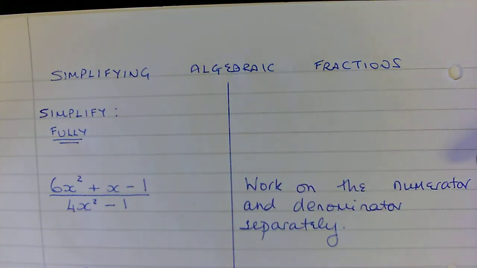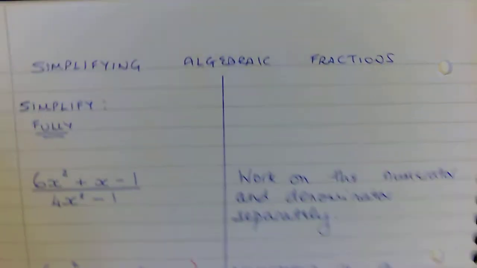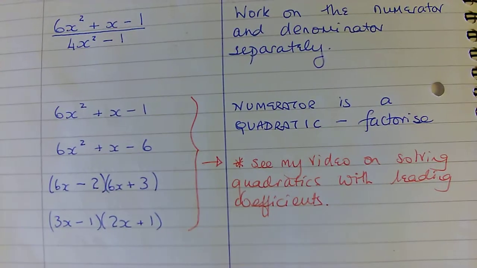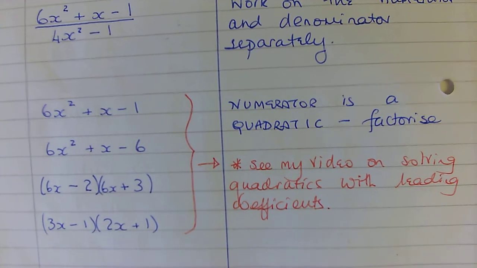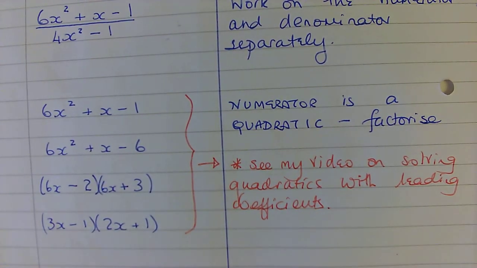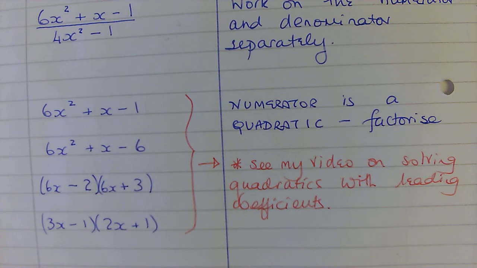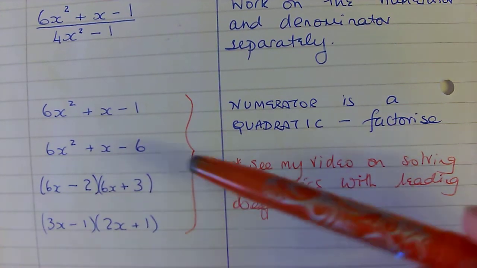So the way to deal with algebraic fractions when you are just simplifying them is to look at the numerator and denominator separately. So let's look at the numerator first. It is a quadratic and requires factorisation. It has a leading coefficient, and there is a video on this on the channel, so if you're not sure about this, do have a look, but I'll just go through it quickly.